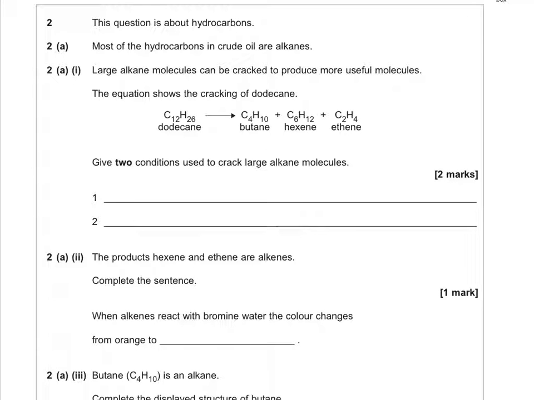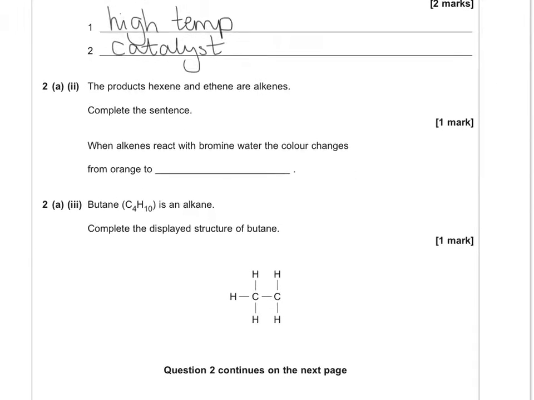Question 2 is a question about hydrocarbons. Most of the hydrocarbons in crude oil are alkanes. Large alkane molecules can be cracked to produce more useful molecules. The equation shows the cracking of dodecane. Give 2 conditions used to crack large alkane molecules. Okay, so this is a high temperature and a catalyst. So most people got the high temperature bit, but not everybody remembered that a catalyst is needed for this reaction.